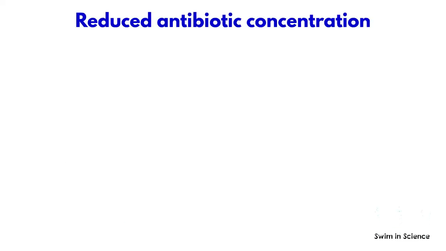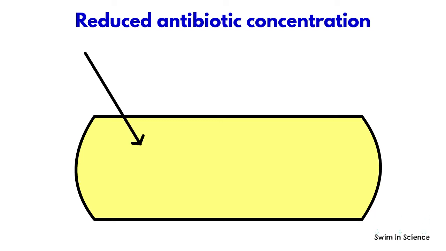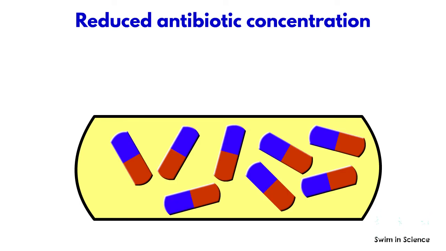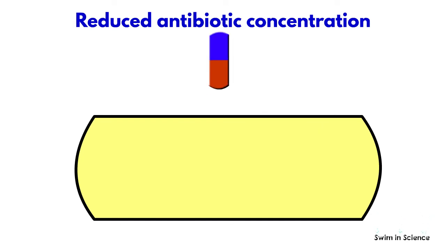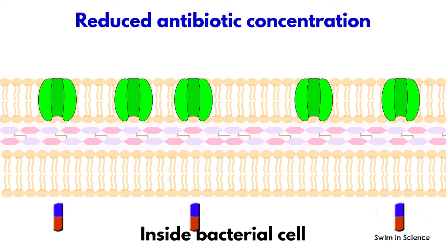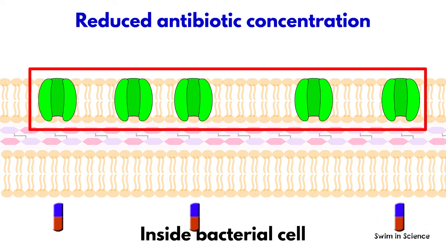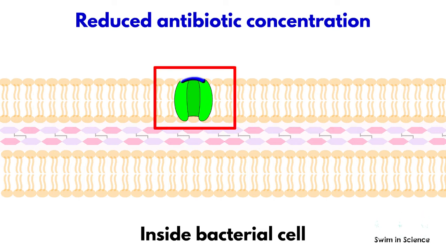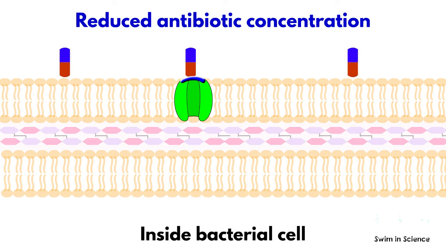Reduced antibiotic concentration. Most antibiotics have intracellular targets such as ribosomes. Also, a known intracellular concentration of an antibiotic is required to exert its effect on a pathogen. Some bacteria develop mechanisms to prevent drug entry and reduce the accumulation of drugs inside the cell. Antibiotics enter a bacterial cell through protein channels in the membranes called porins. Bacteria express few or defective proteins so that antibiotics cannot enter the cell to reach their target.